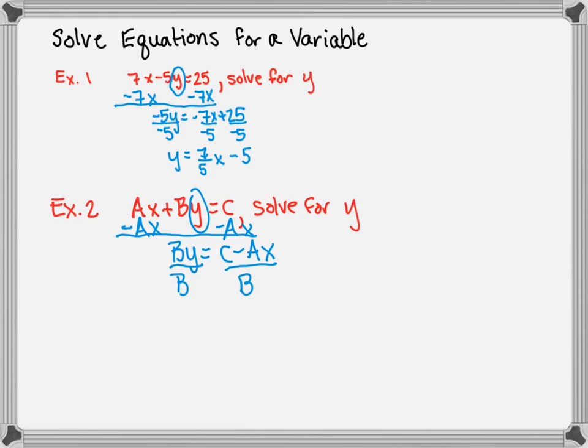Divide both sides by b. We get y equals (c minus ax) over b. I could have put negative ax plus c over b. I could also divide everything out by b and get y equals c over b minus a over b x.